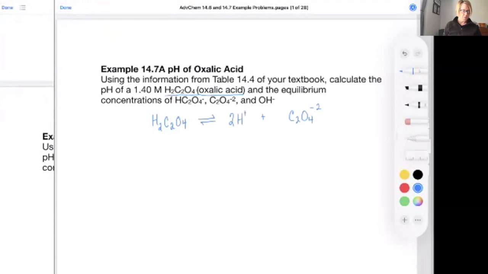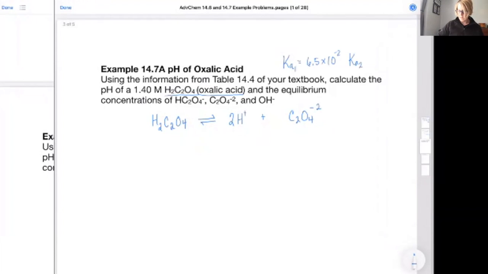On page 689, you'll want to flip to that because this is where you will find the Ka and Kb values for some polyprotic acids. And you'll notice that oxalic acid is on there. It has a Ka1 equivalent to 6.5 times 10 to the negative second. It has a Ka2 that is equal to 6.1 times 10 to the negative fifth.